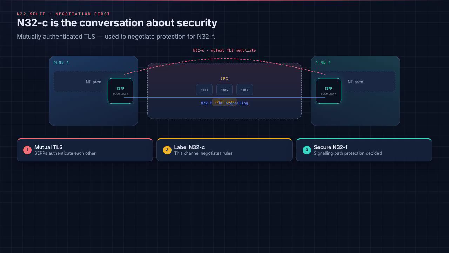Why not fold everything into one anonymous TLS tunnel? Because the path may not be a clean SEPP to SEPP hop. When traffic goes through IPX intermediaries, the protection model has to account for what those intermediaries are allowed to do. Negotiation on N32C is how the endpoints decide the rules before the busy signaling path opens. Plain restatement: N32C is the conversation about security. N32F is the signaling path whose protection is being decided. If you mix those two labels, the architecture collapses into a vague, just use TLS, and you lose the negotiation step that Release 15 actually standardized.